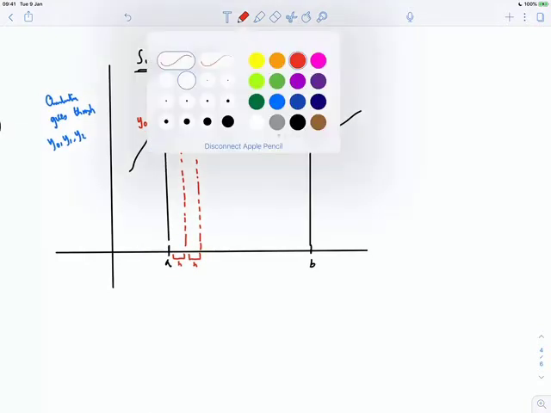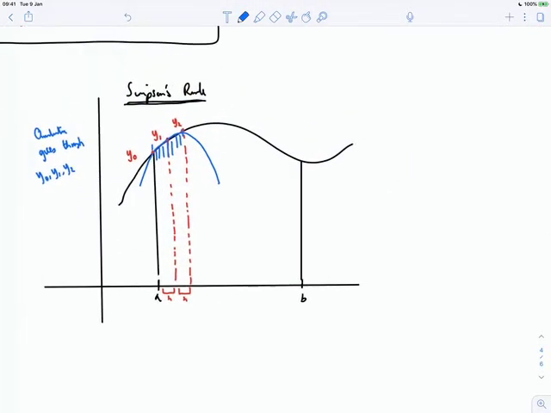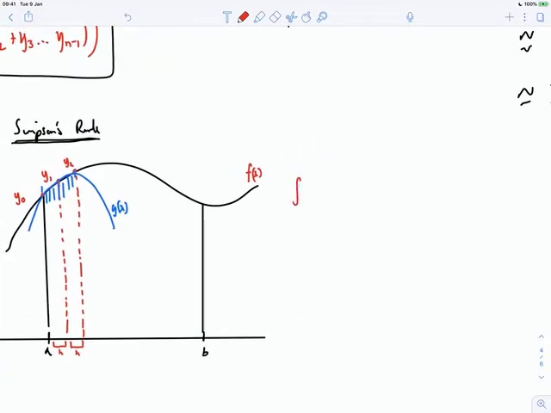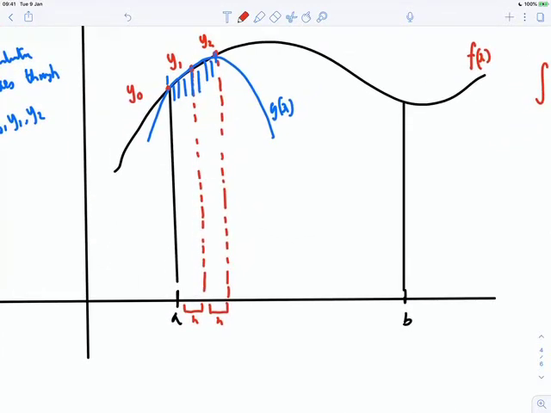So let's talk about this blue function. Let's call this function g of x. Let's say f of x is here. I'm claiming that f of x, let's say this is between x0 and x2, and this is x1 here. So when you plug in x0, it gives you y0. When you plug in x1, it gives you y1, and so on.